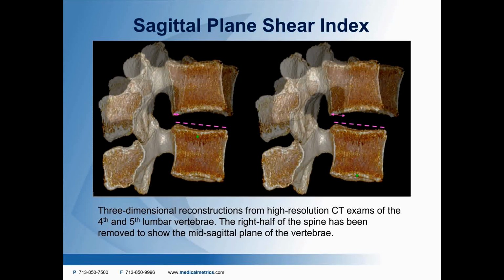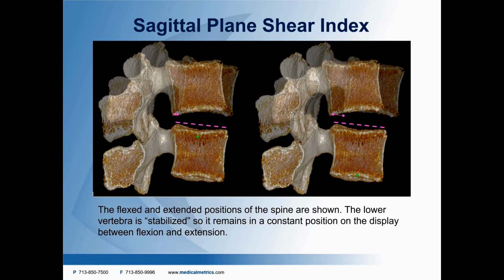This graphic shows three-dimensional reconstructions from high-resolution CT exams of the 4th and 5th lumbar vertebrae. The right half of the spine has been removed to show the mid-sagittal plane of each vertebra. The flexed and extended positions of the spine are shown superimposed to illustrate the motion of L4 relative to L5. The L5 vertebra is stabilized so it remains in a constant position on the display between flexion and extension.